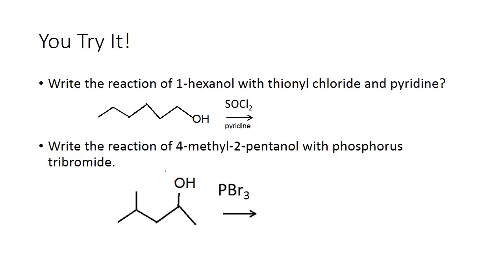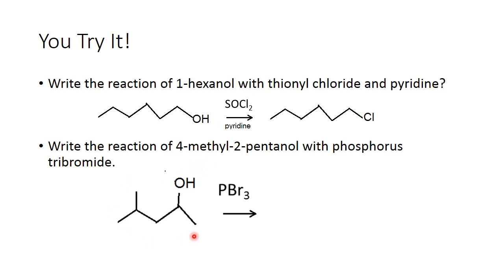Here's a couple of examples for you. What's the reaction of 1-hexanol with thionyl chloride and pyridine? The product of this reaction is going to be rather straightforward. You just take the alcohol group and you replace it with a chlorine. And we get this product. Notice this would not work if it was tertiary. This reagent only works if it's primary or secondary. If it's tertiary, you have to use hydrogen chloride.